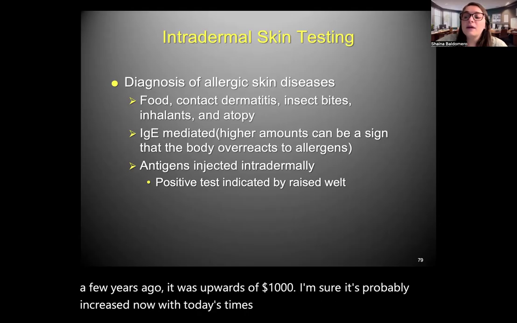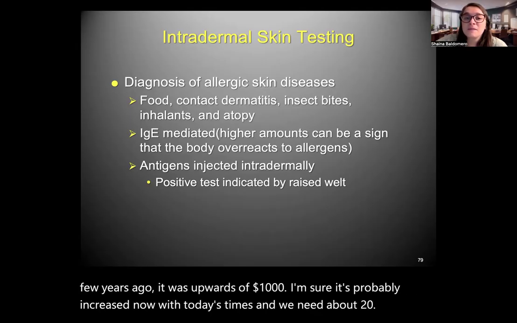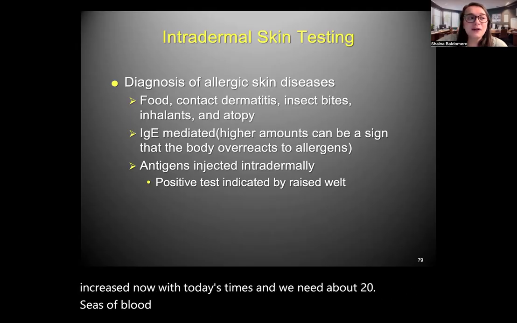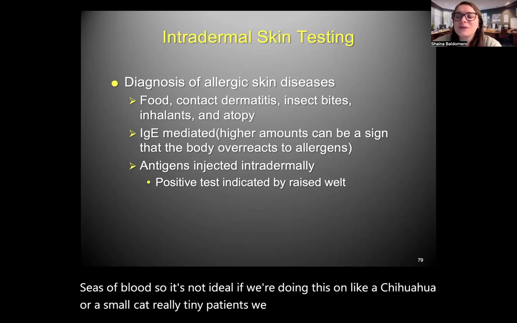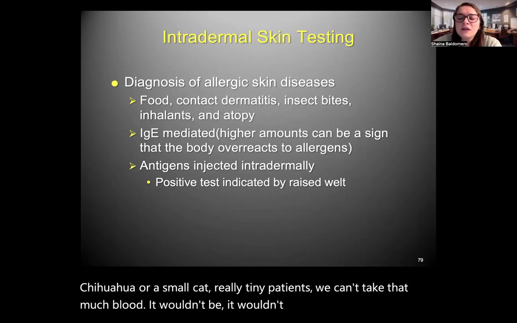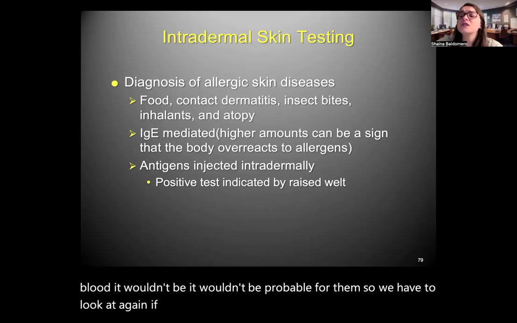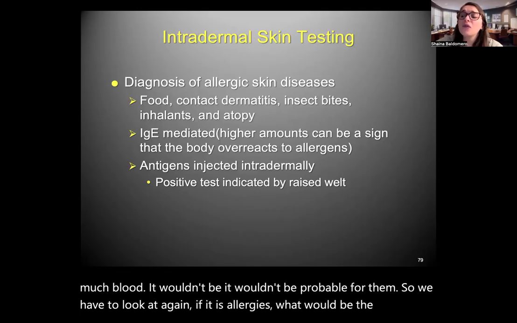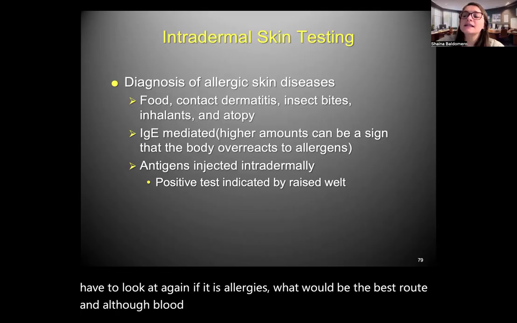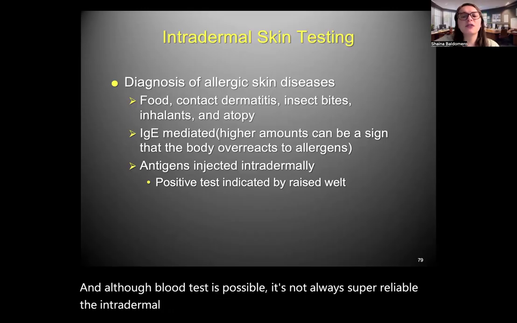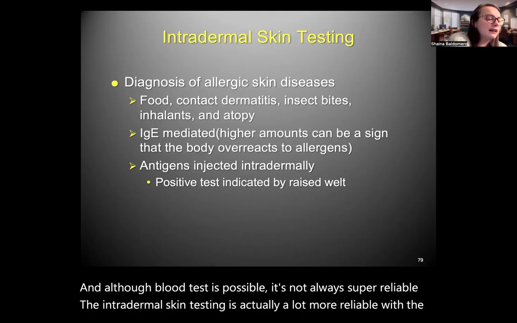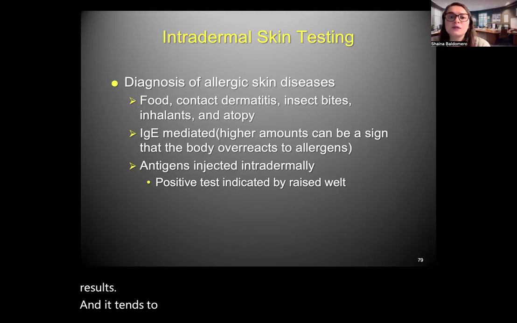And we need about 20 cc's of blood, so it's not ideal if we're doing this on a chihuahua or a small cat. Really tiny patients, we can't take that much blood. It wouldn't be probable for them. So we have to look at, if it is allergies, what would be the best route? Although a blood test is possible, it's not always super reliable. The intradermal skin testing is a lot more reliable and tends to yield more accurate results.